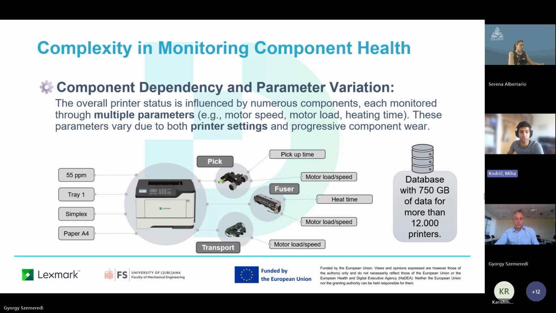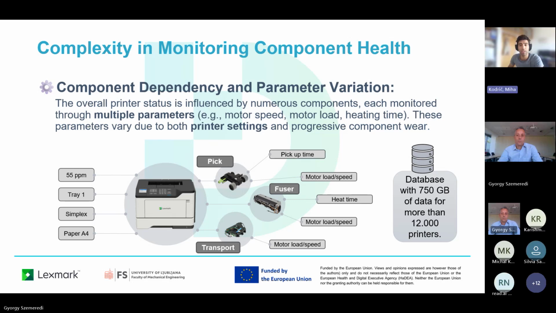So developing was quite challenging due to complexity of our printers. Each printer includes numbers of independent components, and they're all influenced by different settings. So we can set a different printing speed, different duplex mode, a paper tray selection, and all that. So these parameters directly affect the motor speed, the motor loads, heating times, picking times, everything. So these parameters can also be influenced by the component wear. So both contribute to the measured values.